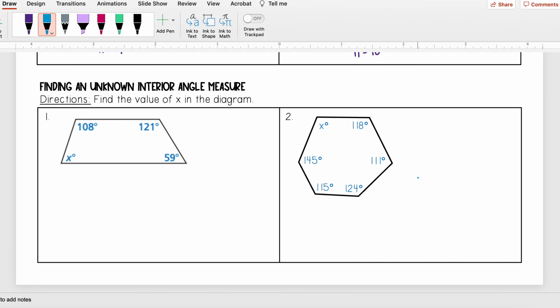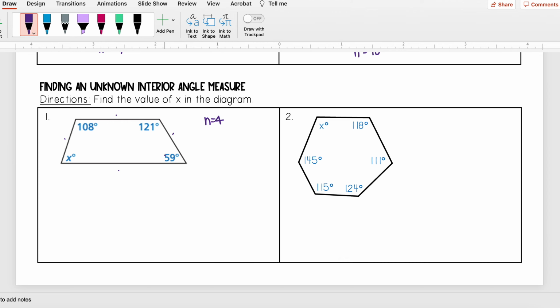Okay, and now let's look into finding an unknown interior angle measure. So here I'm going to find the value of x in the diagram. In order to solve, I need to know what the sum of the interior angle measures is, so that I can add up all of my angle measures here and set it equal to that. So my first step is I need to figure out how many sides I have. I see I have 1, 2, 3, 4. I have n equals 4.